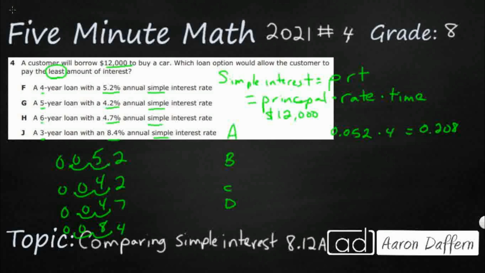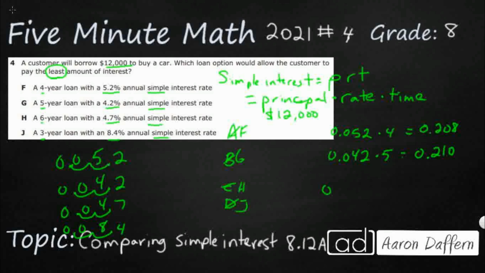So G has got, oh, I said A, B, C, or D. I guess it's F, G, H, or J. You knew what I was talking about. G is 0.042 times 5 years. Lower interest rate, more years. So let's see what that's going to look like. Oh, 0.21, actually a little bit more. It's 0.21. I'm going to put a 0 there just for comparison's sake.